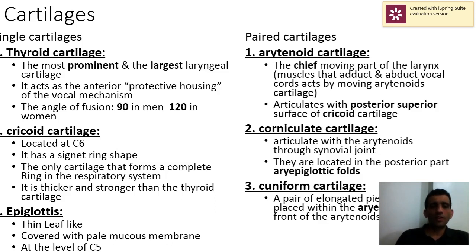The cricoid cartilage is located at the level of C6. It has a signet ring shape. It is the only cartilage that forms a complete ring in the respiratory system. It is thicker and stronger than the thyroid cartilage. The epiglottis is at the level of C5. The arytenoid, corniculate, and cuneiform cartilages are considered paired cartilages.